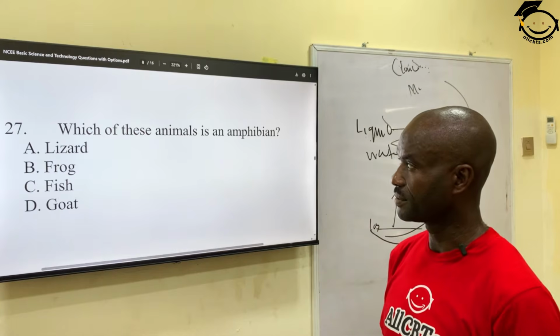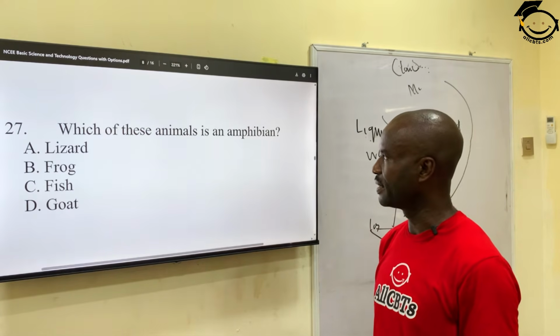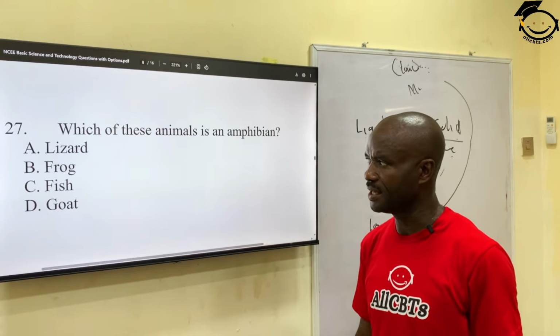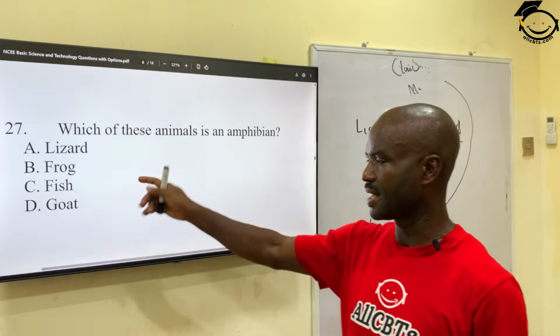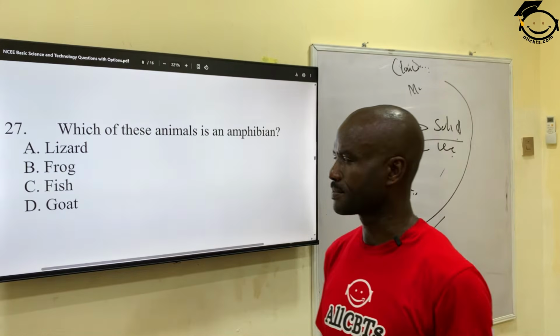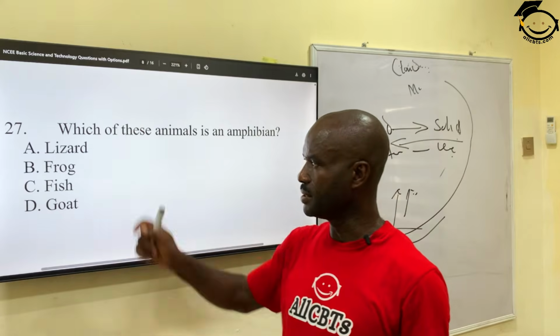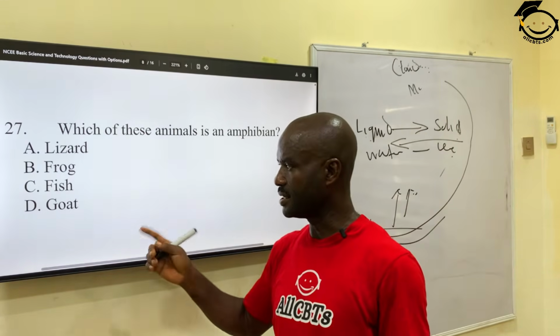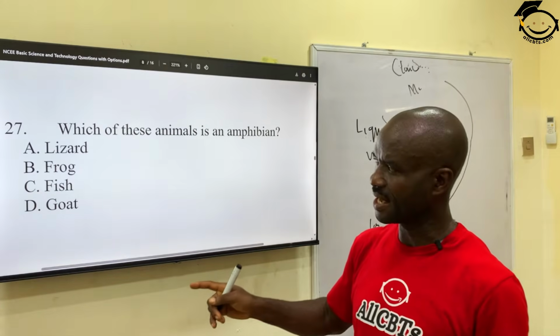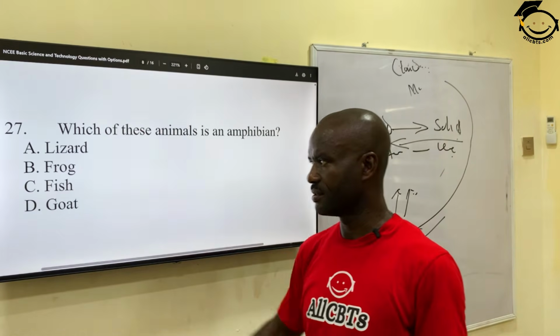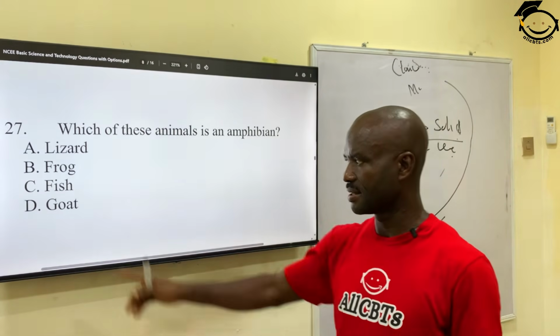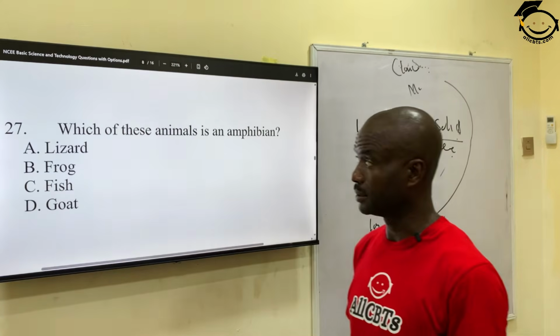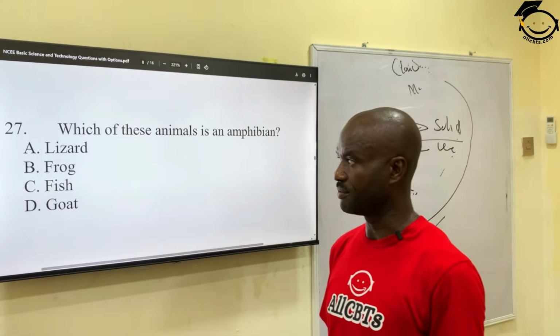Question 27. Which of these animals is an amphibian? A, lizard. Lizard is a reptile. B, frog. C, fish. And then D, goats. The correct answer is B, frog. Fish is Pisces. Goats is mammal. So the correct answer is B, frog.